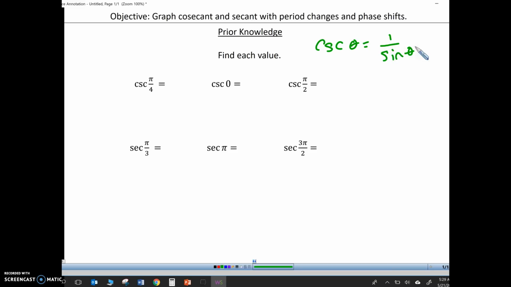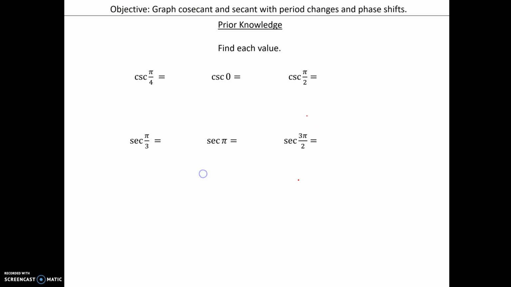So for prior knowledge here, if we ask what is cosecant of pi over 4, well, sine of theta is root 2 over 2. So if we took that reciprocal, we would get 2 over root 2, which is just the square root of 2.